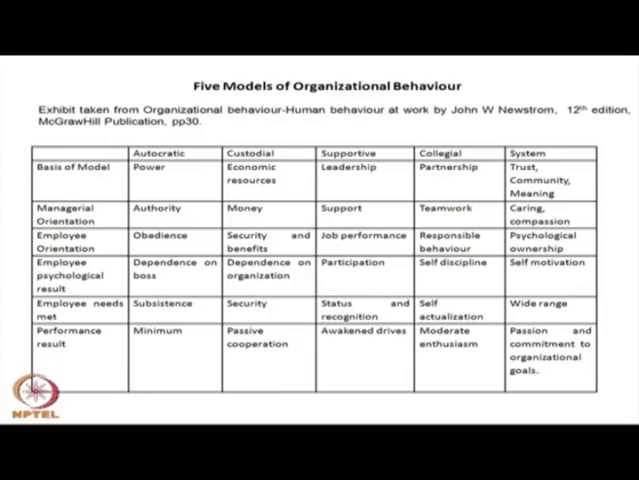Employee needs met means subsistence need, I want to survive. So, the basic minimum is provided by the autocratic organization. As a result, performance is minimum, because I am always in fear that my supervisor will come and tell me certain things. I may be coerced, I may be rebuked for doing certain things which my employer or the manager does not want.